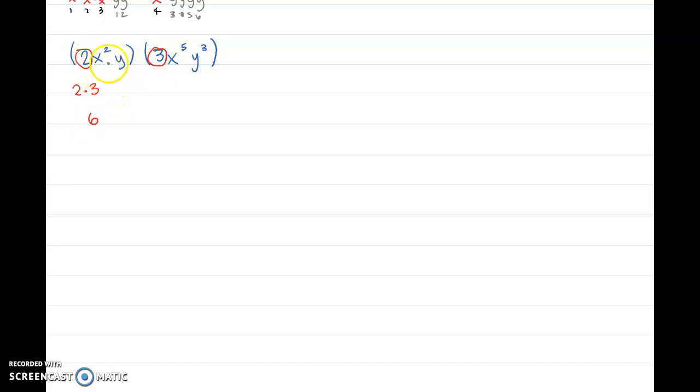And then, let's focus on our x's. We've got 2 x's here being multiplied, and then 5 x's over here. So 1, 2, 3, 4, 5, 6, 7. So x to the 7th. And then for our y's, we've just got 1 y in the first group, and then 3 in the second group: 1, 2, 3. So 1, 2, 3, 4, y to the fourth.